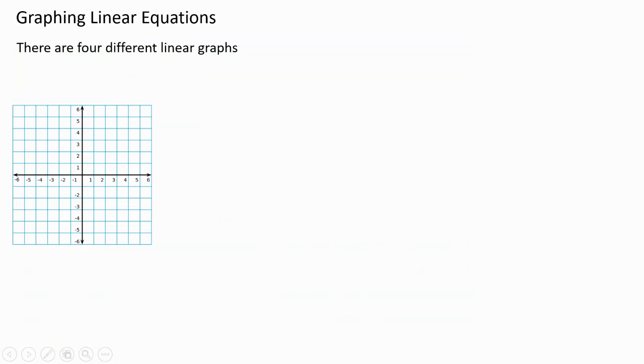So let's do an example here. There are 4 different linear graphs. This is going to be a positive slope, right? Because it's going up from left to right.